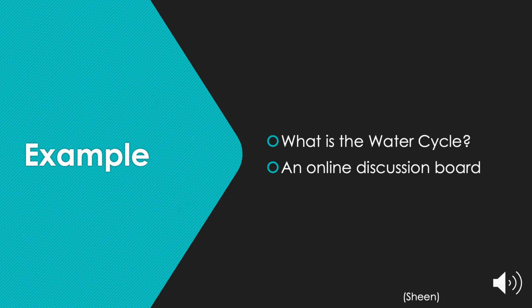A teacher could give the prompt, "What is the water cycle?" and give an example of it. Each student would give a discussion in their own words of what a water cycle was, and then they would give an example. The teacher could then give a follow-up question and tell their students to comment on two of their peers' posts and just react to them.